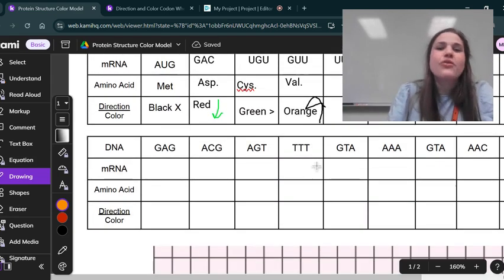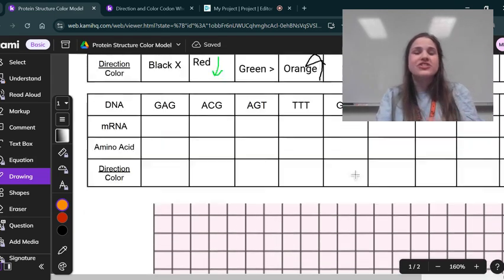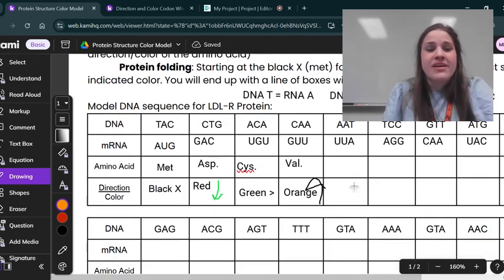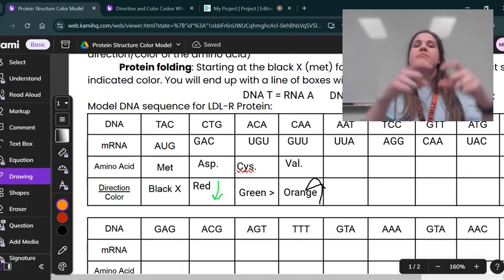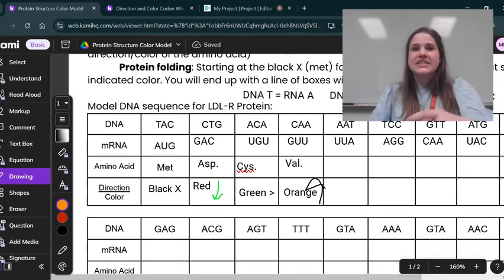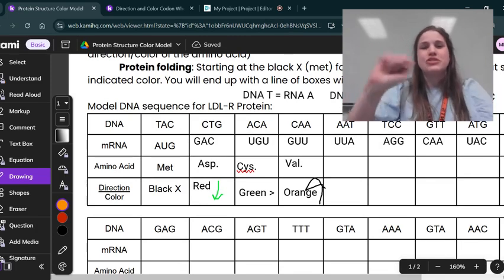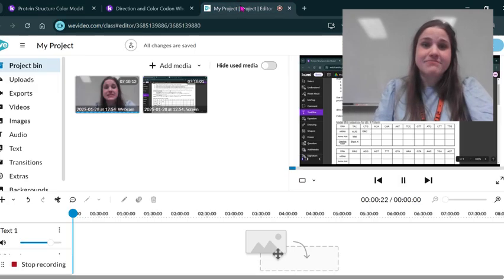Cool. So you would keep going through that pattern, and eventually you should get a particular shape. And that's it. That's you being a ribosome, building this protein based off of the codons, one codon at a time, adding one amino acid at a time, which is you coloring. Good luck.